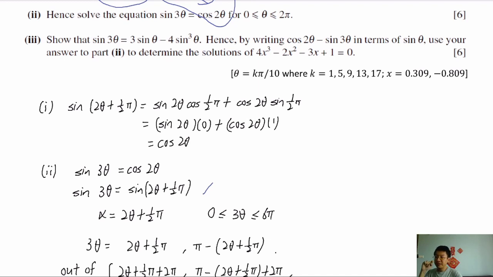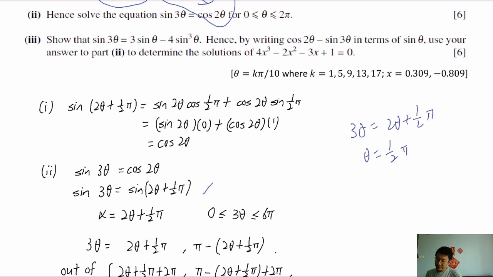A very common mistake that we might make is that, because we have got sine on both sides, we can just cancel them off. When we cancel them off, what we get is 3θ = 2θ + ½π, so in this case θ is just ½π. Which in this case is not correct.